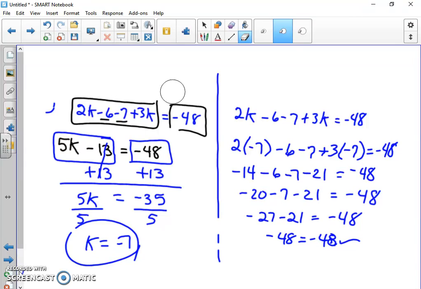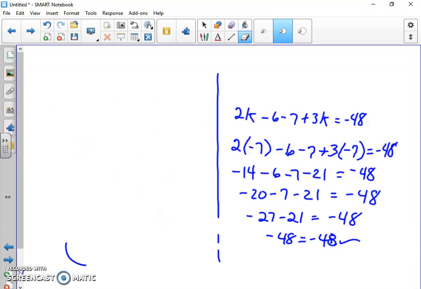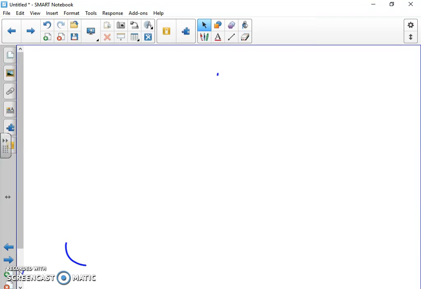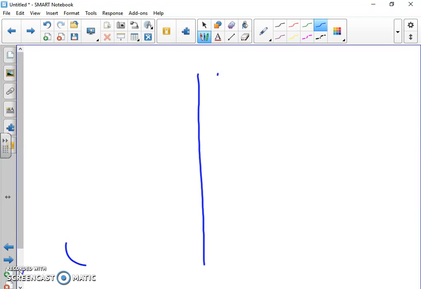Let's do number 5, and you'll finish the last 3. It does take a little bit to do that check, but that's how you find out if you made a mistake. All right, so number 5.